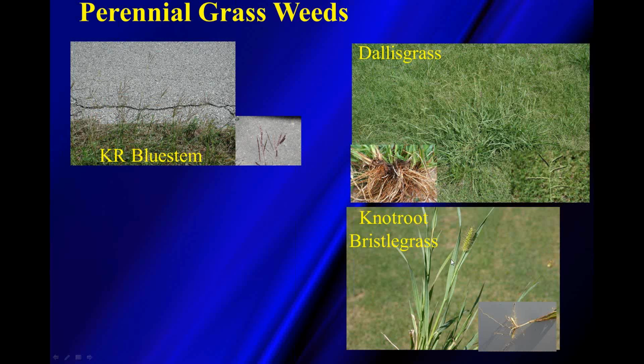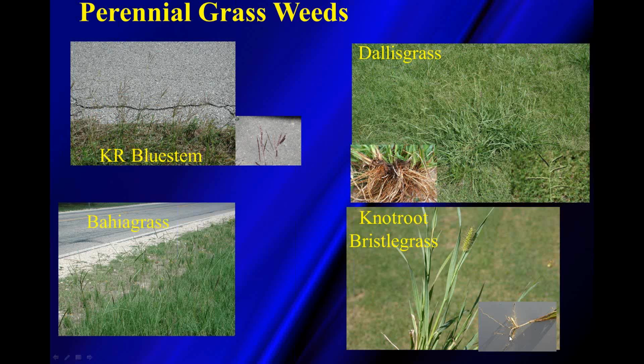We have another plant called knotroot bristlegrass, which, if you're familiar with many of the annual foxtails, looks like a foxtail, which normally we would consider to be an annual weed. However, knotroot bristlegrass is an exception to that. It has an annual foxtail look, except that it produces rhizomes underneath the soil surface, which keeps this plant alive from year to year.